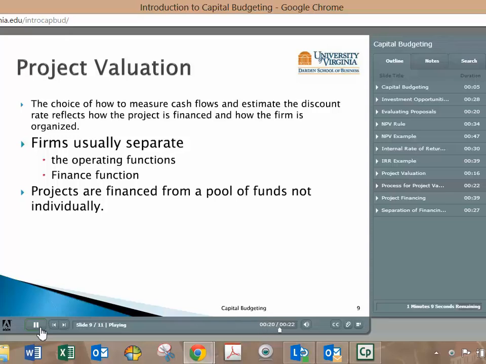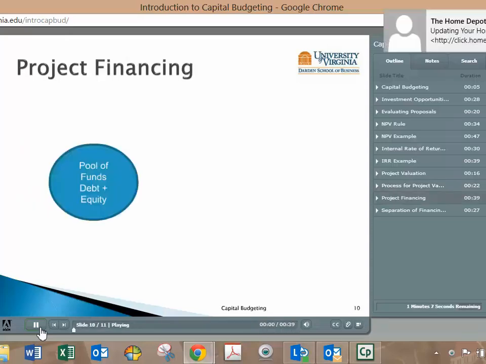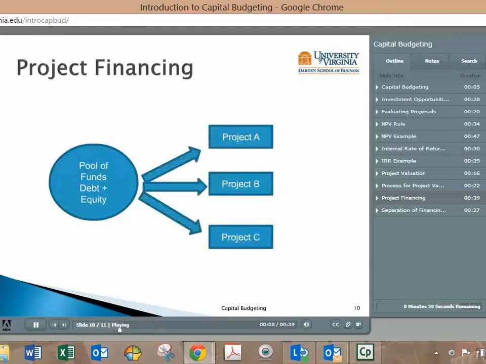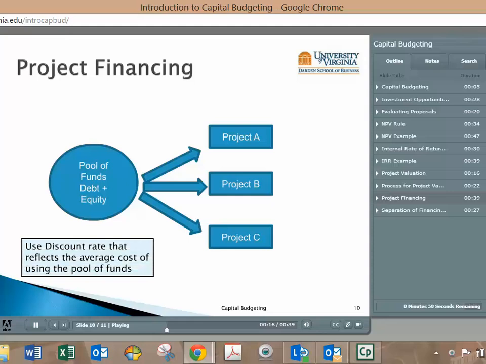Let's look at how firms fund projects. Typically, a firm has a pool of funds that is financed with some combination of debt and equity. All projects are funded out of this pool of funds. This means that projects do not have individual financing specifically for the project. Hence, we can establish a rate of return for the pool of funds and use that rate as the hurdle rate for projects that are funded from this pool of funds. In fact, this is just the concept underlying weighted average cost of capital.